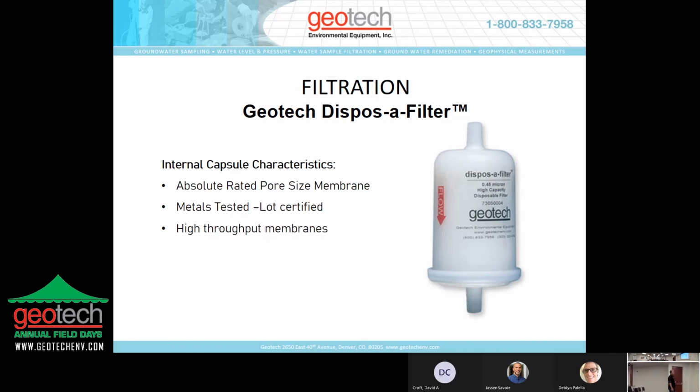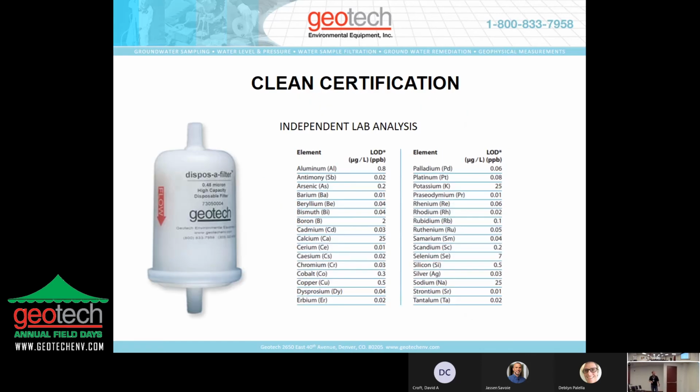Internal capsule characteristics. Again, absolute rated pore size membrane on all our 0.45 micron filters. Very important. Not everybody's doing that. So please, to get representative data, make sure you're using an absolute rated pore size, whether it's ours or somebody else's. We're also metal tested and lot certified. And then we have a high throughput membrane. It doesn't really matter unless you're looking at high volumes, probably using it for a long application.